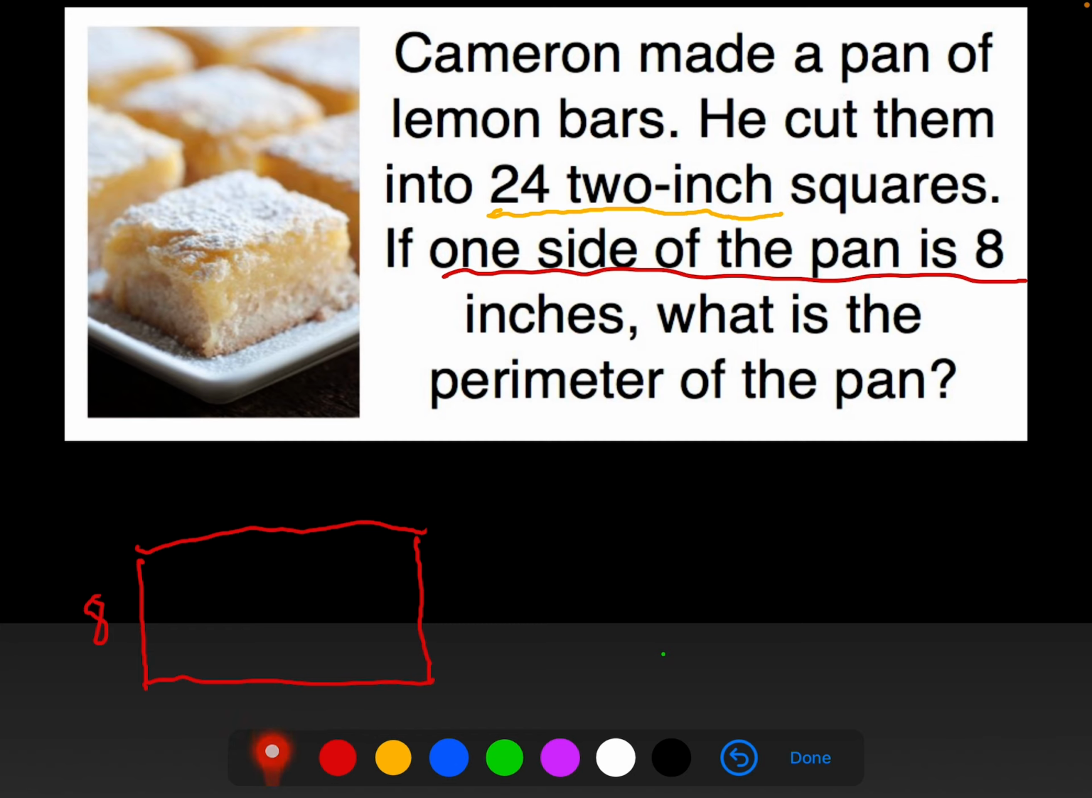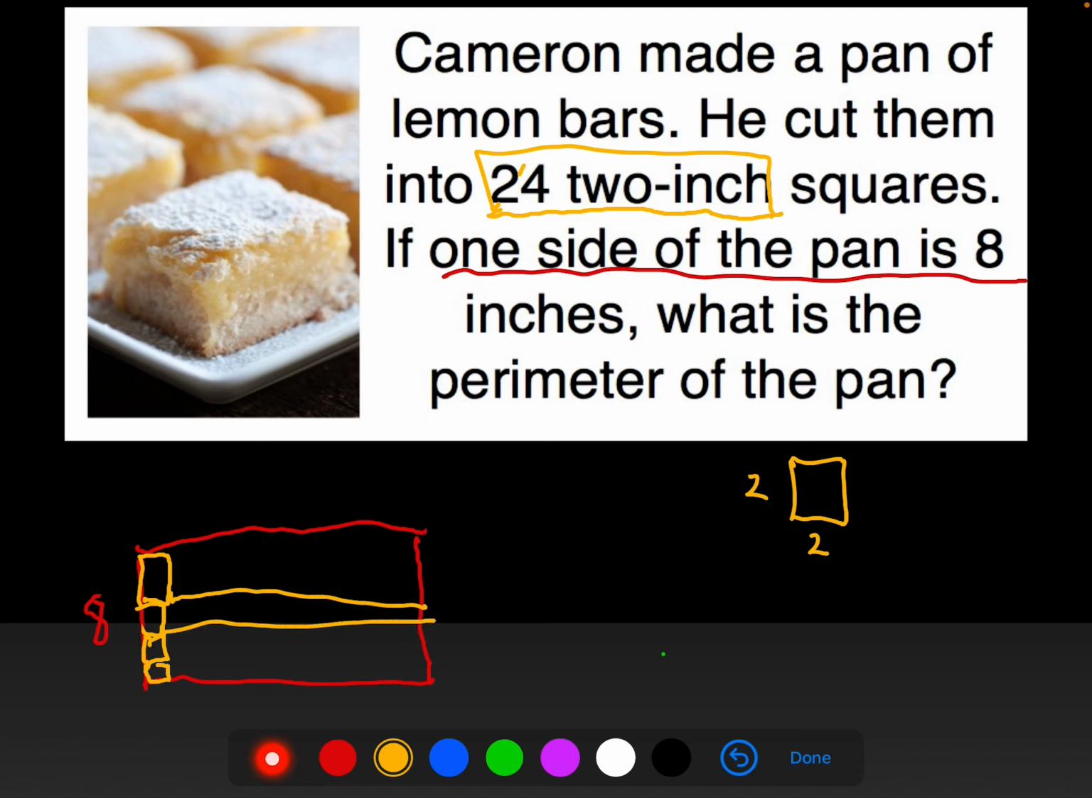So now in here, we know that each square is 2-inch squares. So that means each square is 2 inches here and 2 inches there. So if I had that in there, I know that's going to be 2, 4, 6, and 8. So there you've got your 8. So you know you're going to have 1, 2, 3, 4. So you have 4 rows.